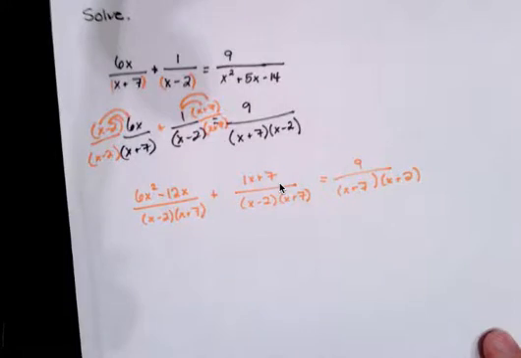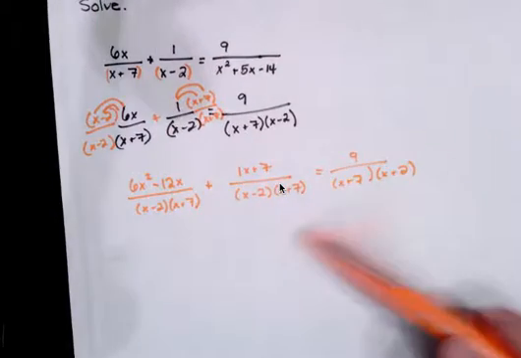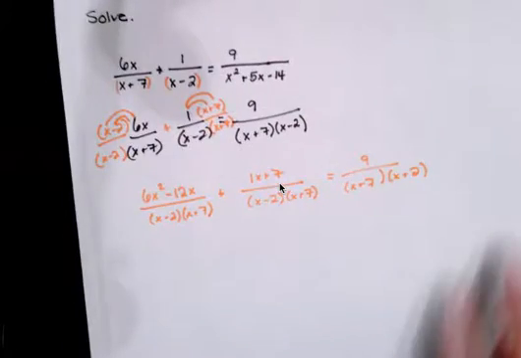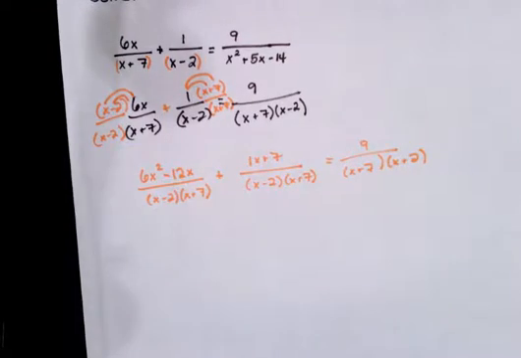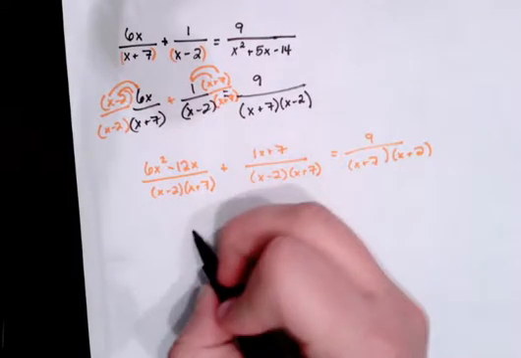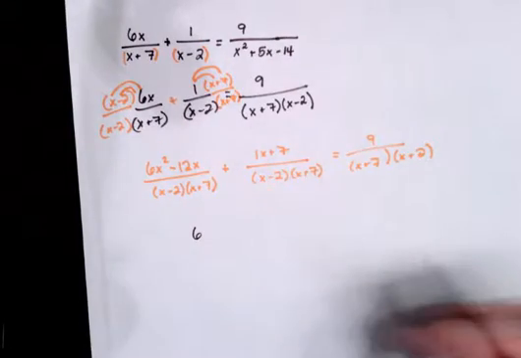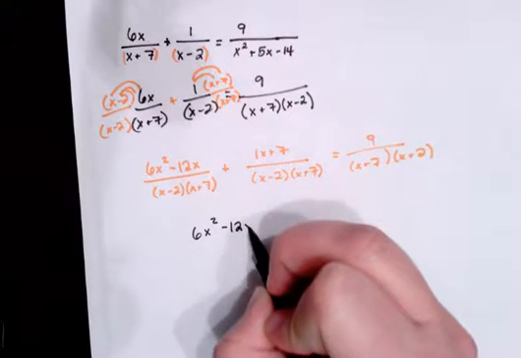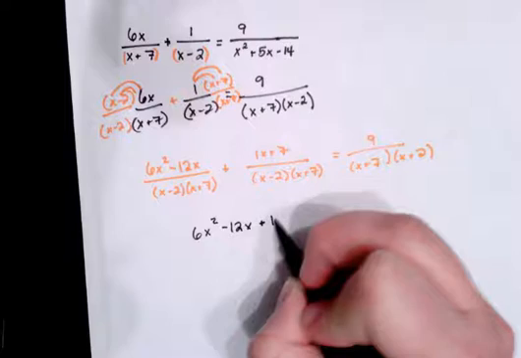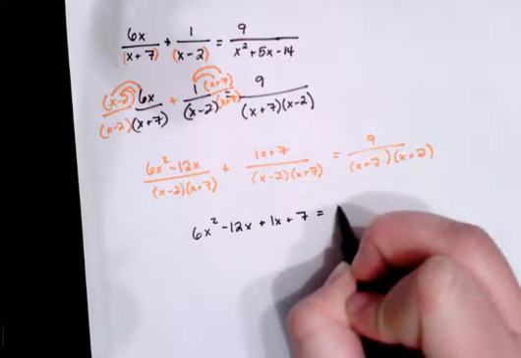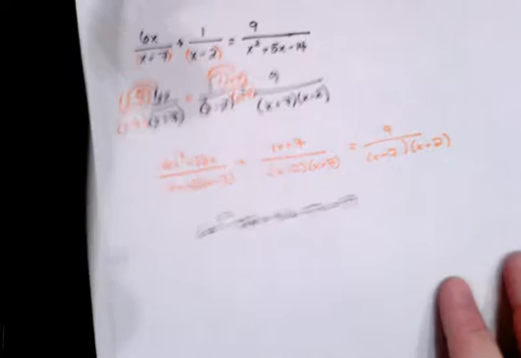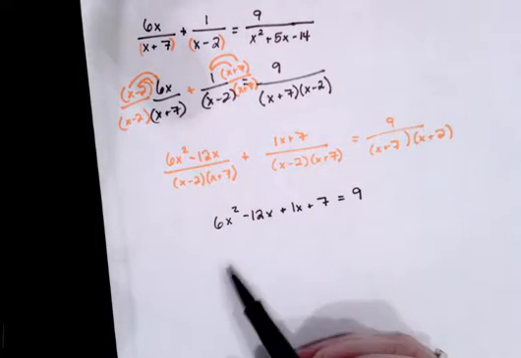Now, since every single one of ours has the same denominator, I can just ignore that for the time being. I will have to think about it later on, but for now I can just ignore it. So I'm just going to look at the top, the numerator. Because our bottoms are already equal, now I just need my tops to be equal. So 6x squared minus 12x plus 1x plus 7 equals 9. I just literally looked at only the top because our bottoms are already equal. So then I'm just going to go ahead and solve.